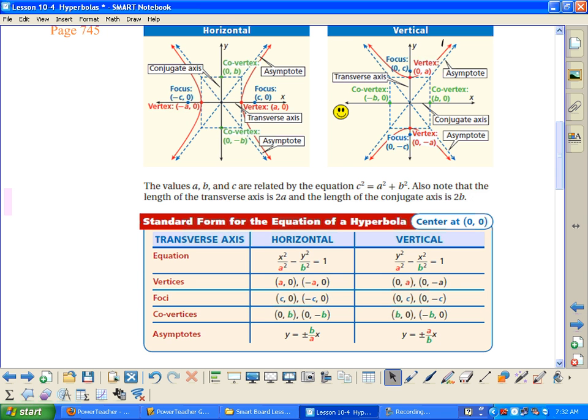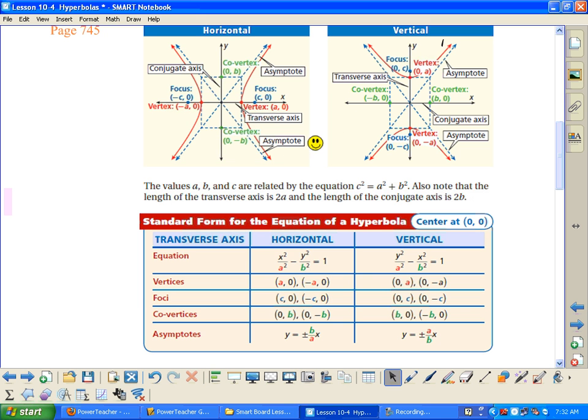So A represents where the vertex is, B the co-vertex, which is on the horizontal, and C, the focus, is on the vertical also. So you've got those relationships, which are similar to an ellipse, but not exactly.